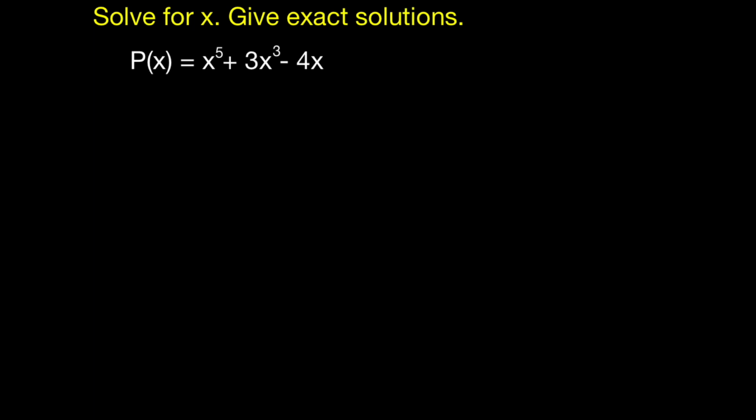Solve for x and give exact solutions. I immediately noticed that each term has an x in common, so I can factor out that x. That's going to be the greatest common factor. So I'm going to take out that x, and to find what goes inside of these parentheses, I divide each term by whatever it is that I factored.